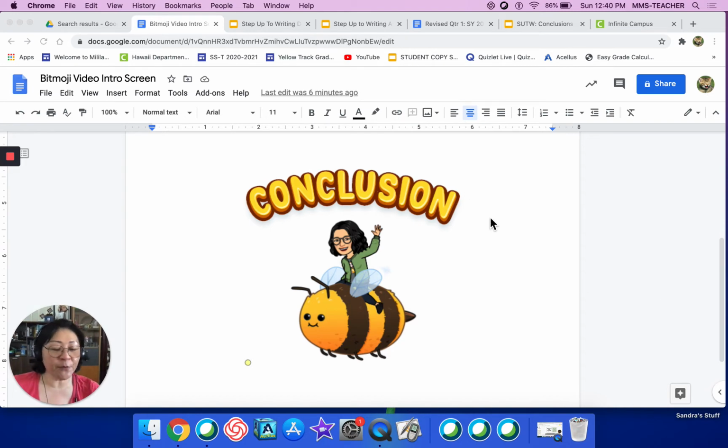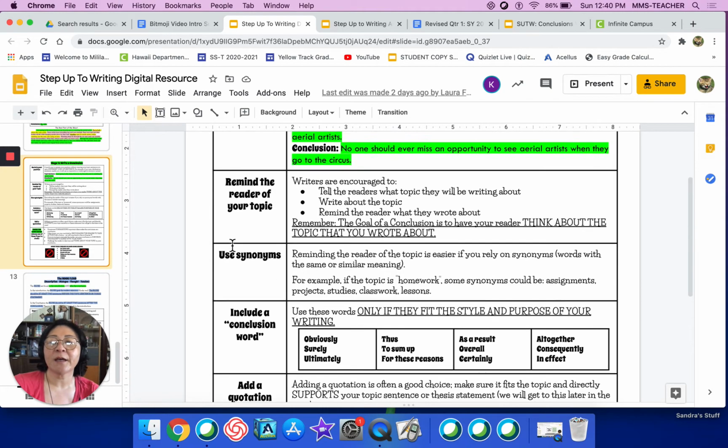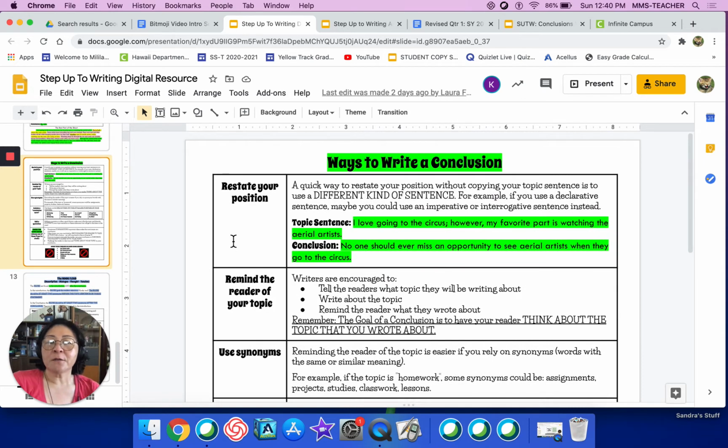Okay, so the first thing you're going to want to do is, if you have your composition book, take it out, open it up to that ways to write a conclusion, and then on your computer pull up your step up to writing digital resource. And we're going to just be going over slide 12 today, and it's ways to write a conclusion. I'm going to zoom in. Okay. So as you see at the top, conclusion is color-coded in green. So please, at the top of your composition book here, highlight this in green, ways to write a conclusion.